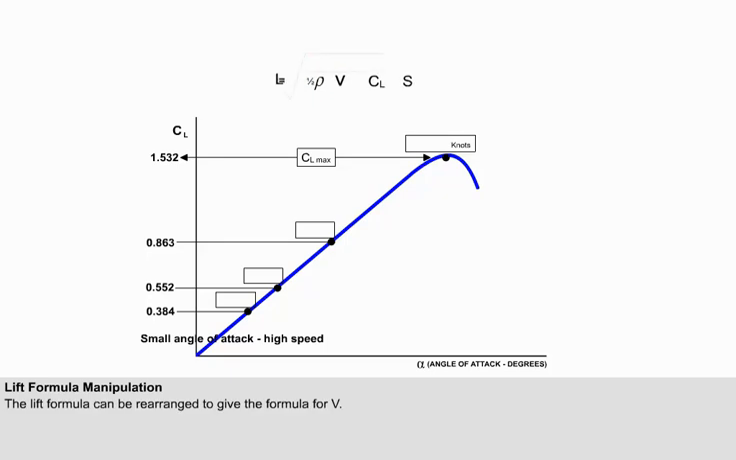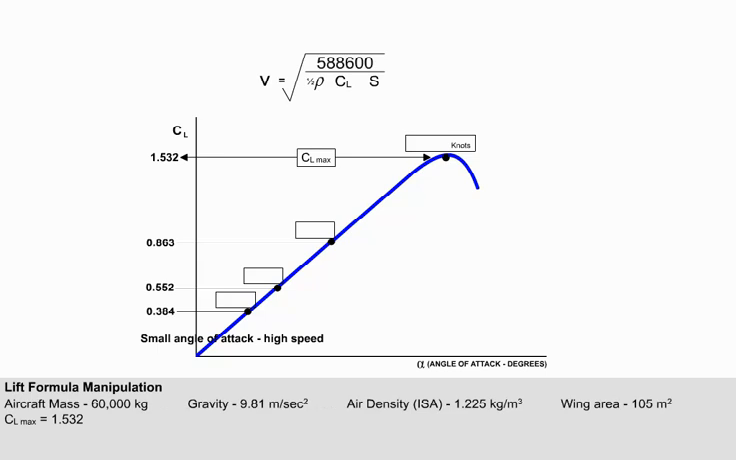To calculate speeds, we need to rearrange the lift formula to read velocity equals the square root of lift over half rho times CL times S. If the aircraft's mass is 60,000 kilograms, we need to multiply that by the force of gravity, 9.81 meters per second squared, to achieve a weight, which will be the same as the lift balancing it. The result is 588,600 newtons.